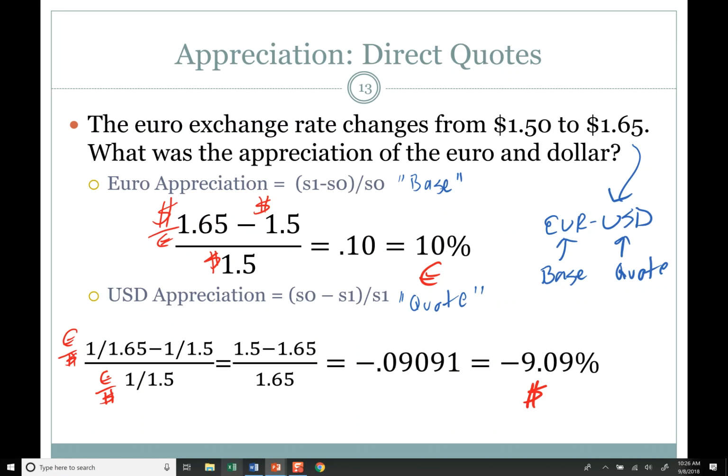So here's the example. Say the euro goes from $1.50 to $1.65. This is an old example. What just appreciated if the quote for the euro went from 150 to 165? Did the dollar appreciate or the euro? Euro. How much? Easy. New minus old over old, 10%. Euro's up 10%. My wine's 10% more expensive. My hotel in Paris, 10% more expensive. Everything's 10% more expensive in euro for an American. The cost of my inputs for my product are 10% more expensive. My revenues are 10% less in dollar terms.